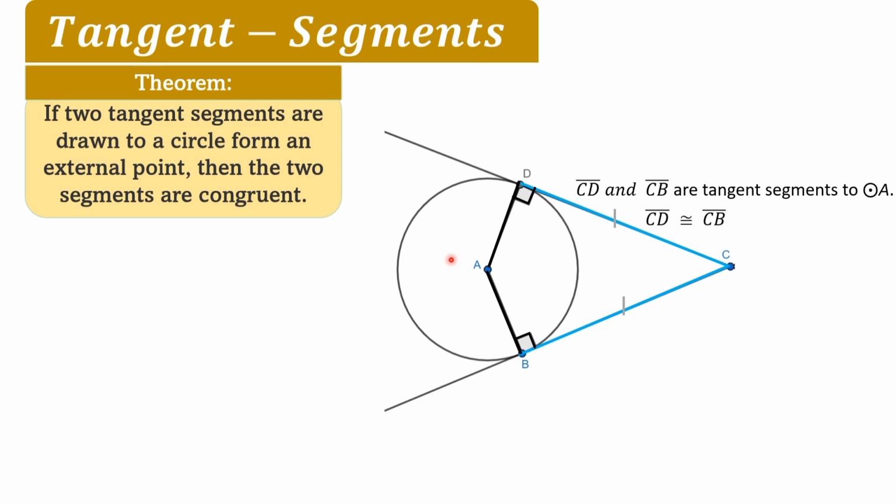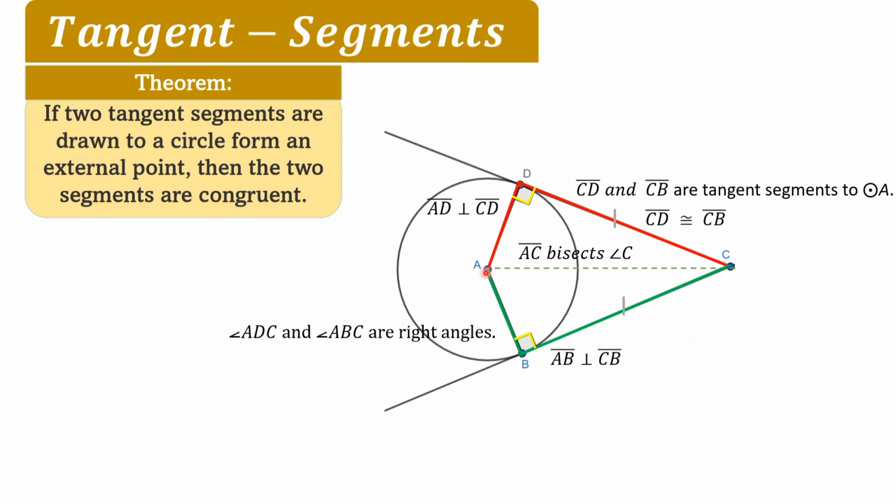Segment AD is perpendicular to segment CD or DC from the tangent line theorem. Also, segment AB is perpendicular to segment BC or CB. These two pairs of perpendicular segments form right angles. Angle ADC and angle ABC are right angles.